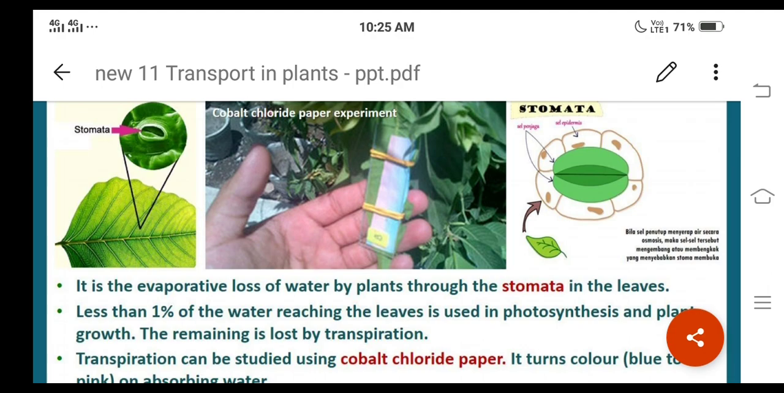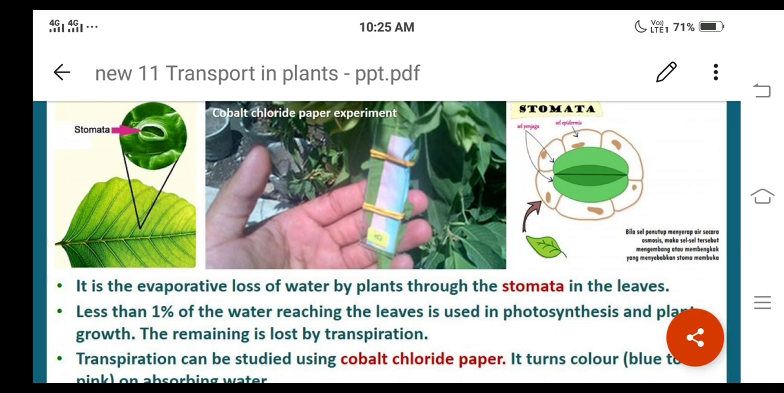One more simple experiment you have done in your schools: we enclose a healthy plant in a polythene bag and keep it for some time. After some time we can observe droplets of water formed inside the polythene bag. It indicates that transpiration occurs from the plant. This is another experiment to understand transpiration.